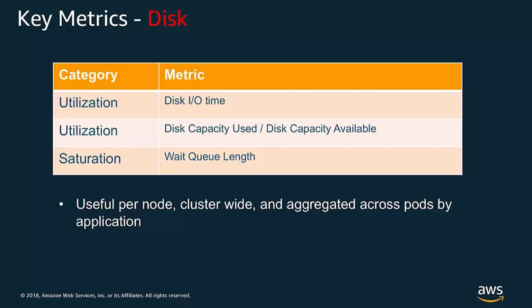And so with disks in a Kubernetes cluster, you have a disk per node, so you're going to be looking at that. But then you also have disks like persistent volumes that pods have claimed throughout the cluster. So you'll want to be monitoring those as well. And as we'll touch on later, you'll want to be looking at etcd and its disk usage.